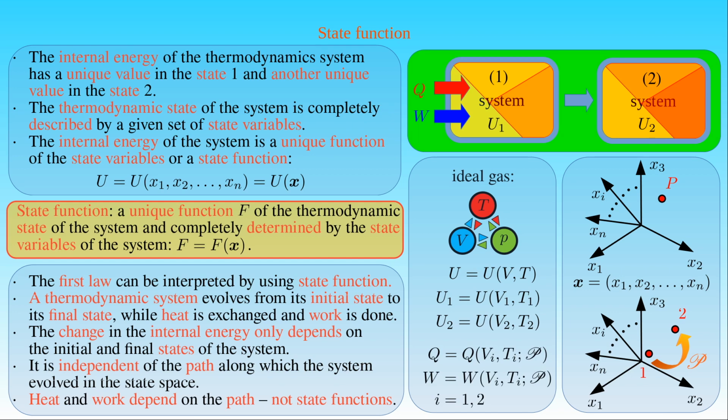If we choose another path between the two states, then we do not necessarily need the original amount of heat or work to bring the system from the state 1 to the state 2. Only the sum of the heat Q and the work W remains the same, since it gives the change in the internal energy of the system which solely depends on its initial and final state.